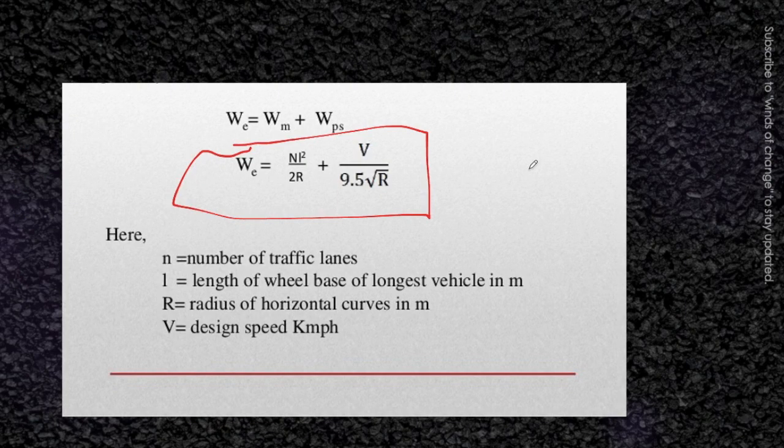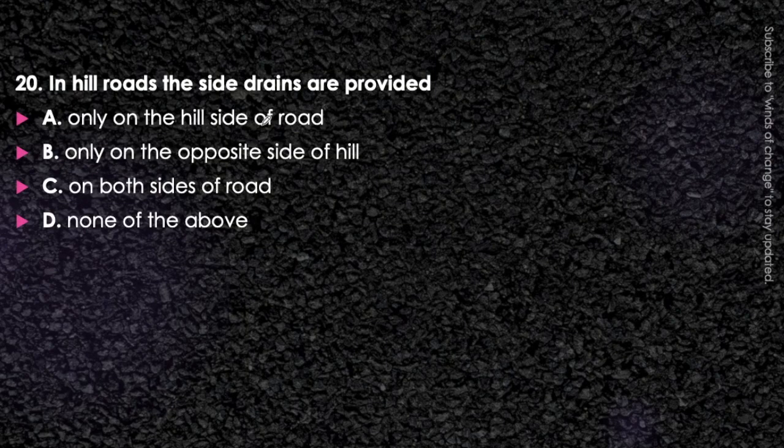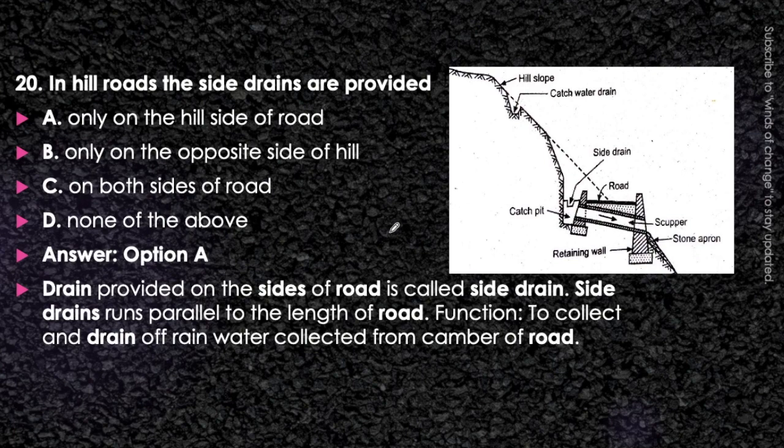Okay, next question. In hill roads, the side drains are provided only on the hill side of the road, only on the opposite side of the hill, on both sides of the road, or none of the above. Think about it. On which side are the side drains provided? In this, the side drains are provided on the hillside, that is only on the hillside of the road. Option A will be the correct answer. You can watch it here. These are the side drains which are provided on the hillside. This is the valley side, this is the hillside. So it will be provided on the hillside only.